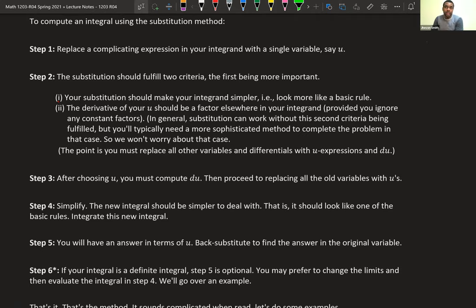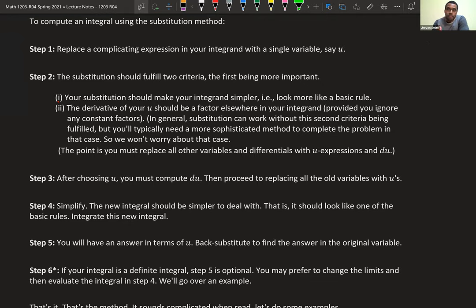Now, by the way, the second criterion is not something that works in general for substitution. But for the kinds of substitution you'd be asked in a Calc 1 class, these two things are what you should look for. The first thing is always going to be true no matter what level you're at. But the second one, you can actually have substitution where it's not obvious that the derivative is somewhere else in the function. But we don't have to worry about that. For us in Math 1203, those are the two things you want to look for.